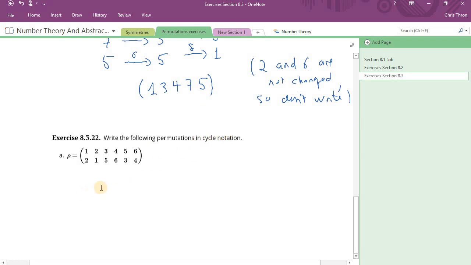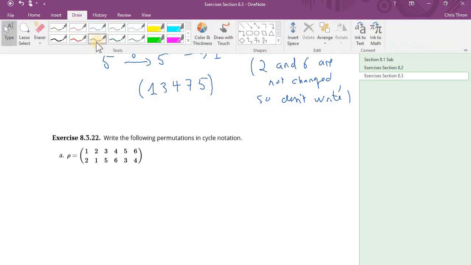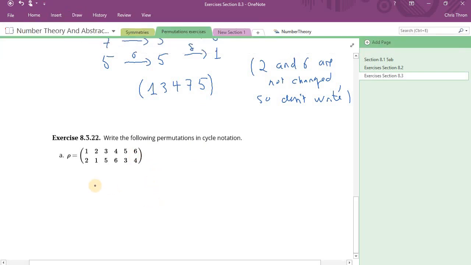And this is pretty straightforward once you get the hang of it. So just watch what I do here. First of all, 1 goes to 2. Then 2 goes to 1. That means I'm done with that cycle. I'm finished with 1, I'm finished with 2.